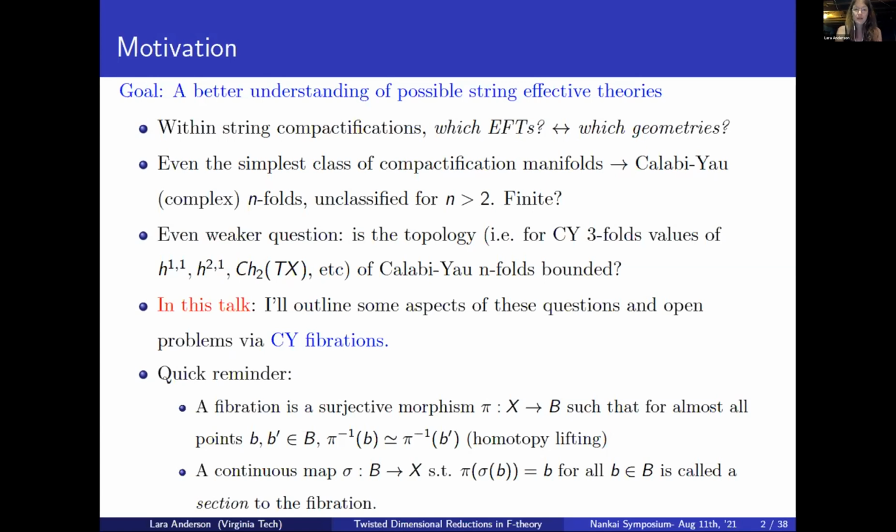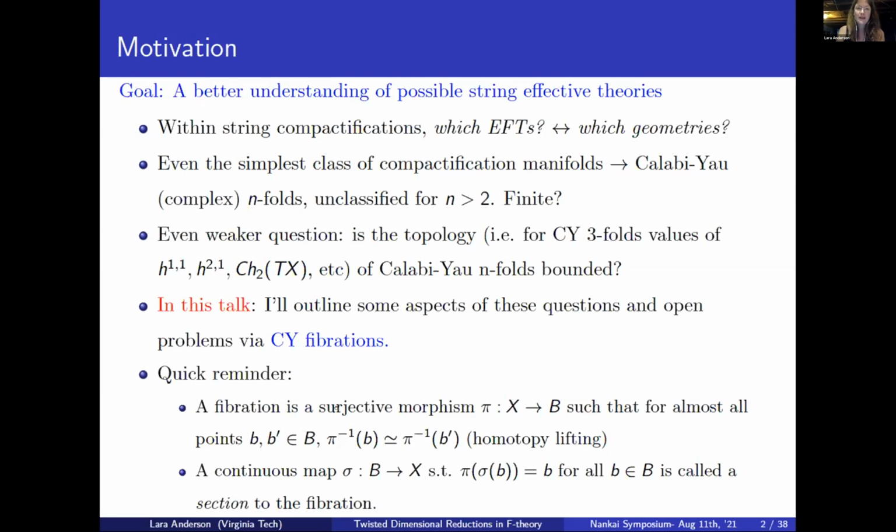The question of fibrations is probably familiar to most people, but a quick reminder for a general audience. A fibration is simply a surjective morphism between 2 spaces, X and B. We refer to X as the total space or complete space of the fibration, and B as the base, such that for almost all points, the fibers are homotopic, i.e. the inverse image of a projection is the same. And if we have a continuous map that goes from the base back up to the total fibration, obeying this property, then this is what's referred to as a section to the fibration.